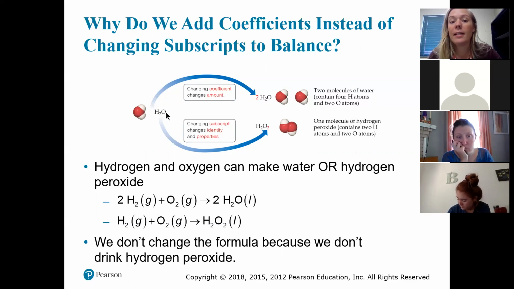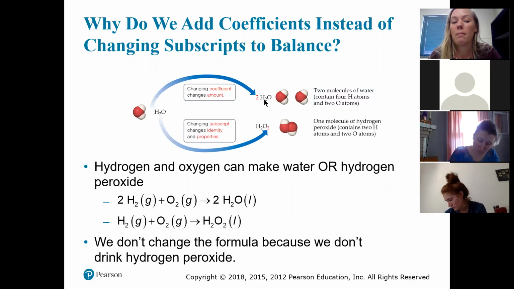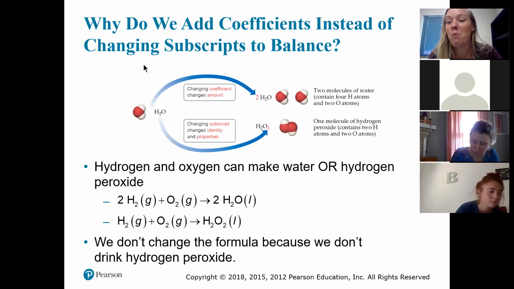So instead, if I need to have 2 oxygens, I'm going to do that by putting a 2 in front of it. That 2 gets distributed to everything within the molecule. So I will have 4 hydrogens and I will have 2 oxygens. All right. We've shifted the number of hydrogens, which may or may not benefit the other numbers, so you may have to go back and rebalance some of those other things. We just don't ever want to change formulas because we don't want to drink hydrogen peroxide. Okay? We just want to have more water.